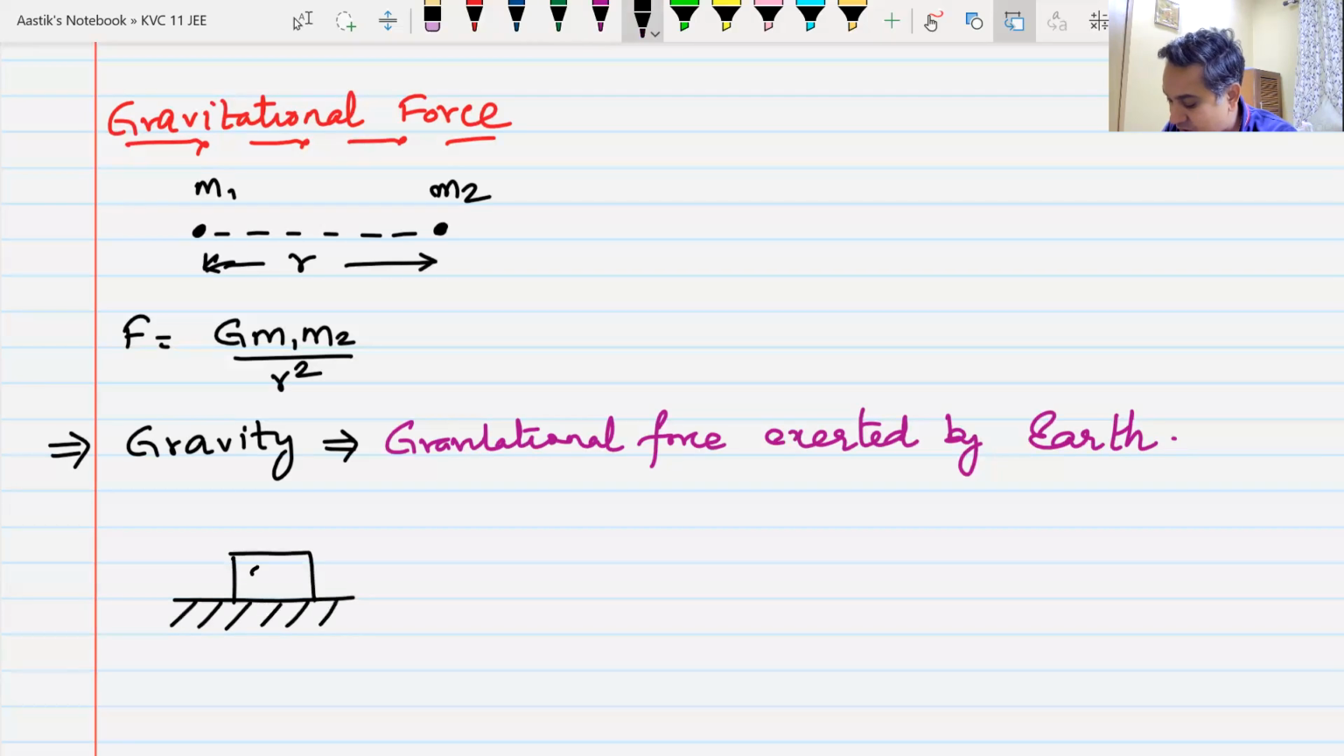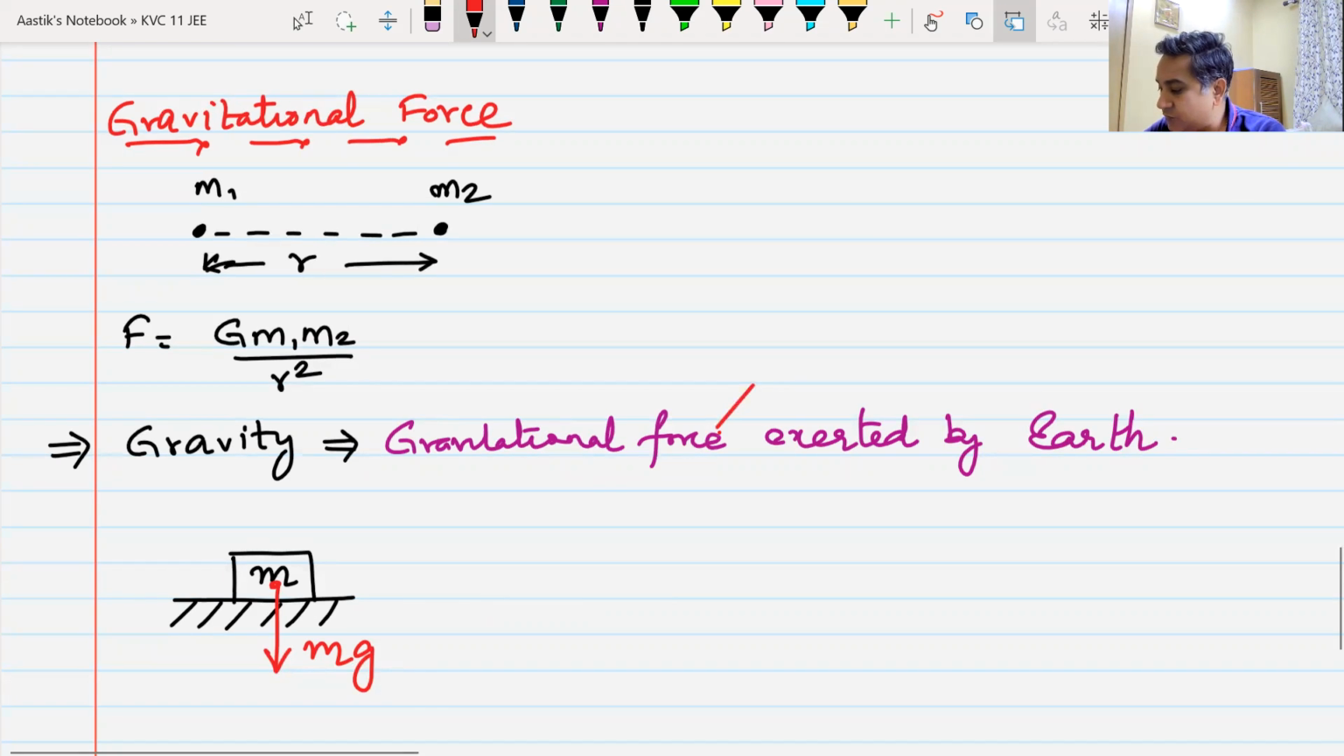For example, if there is a block of mass m kept on any floor, one force will always act on it, no matter what happens. And that would be the gravitational force. And how will you find out the value of this gravitational force? The value of this gravitational force for this body will be equal to mg. So the magnitude of the gravitational force that we are going to study in this particular chapter will always be equal to m into g.